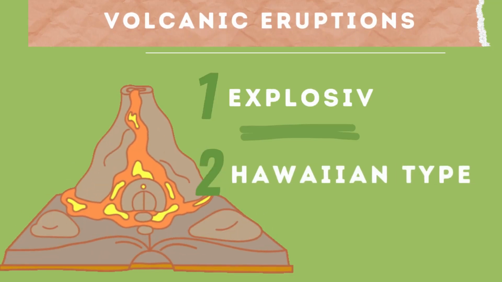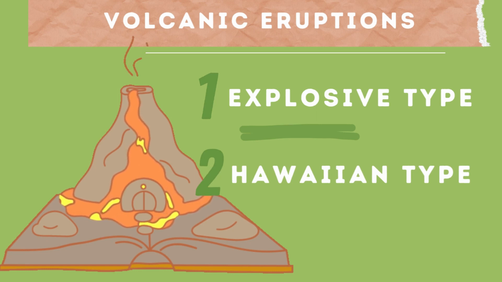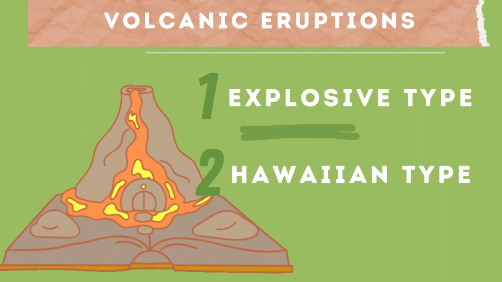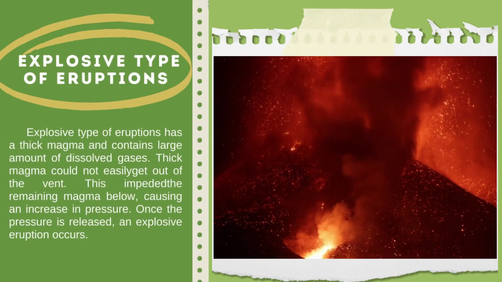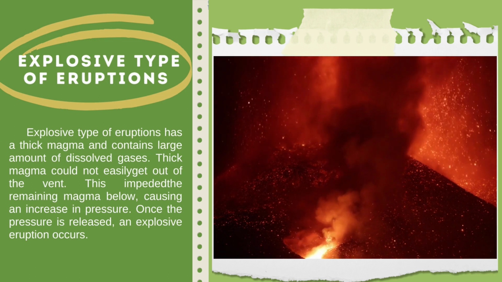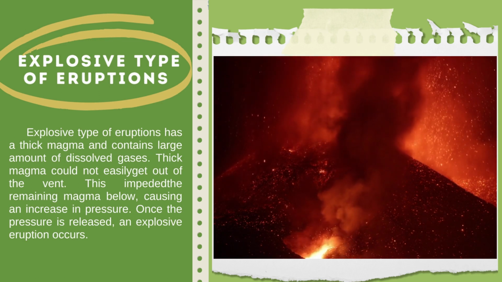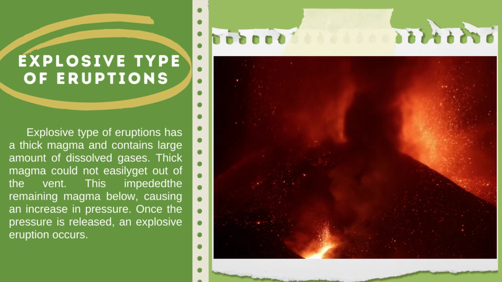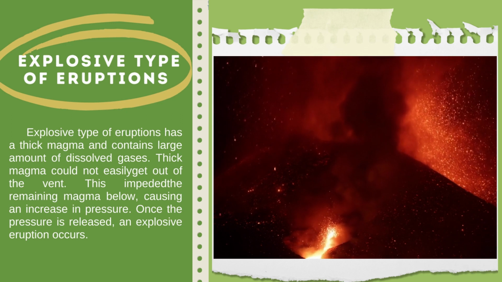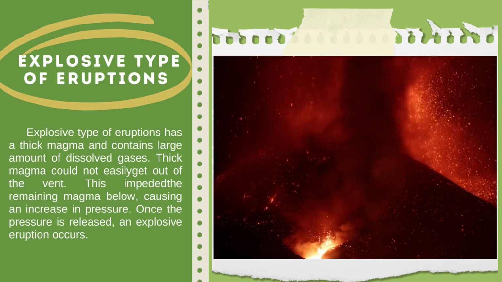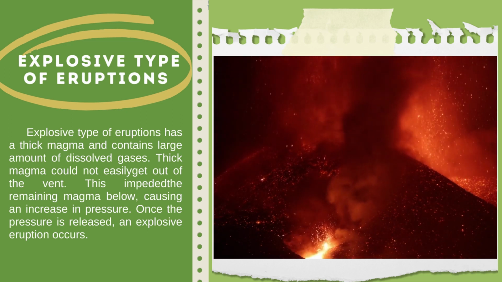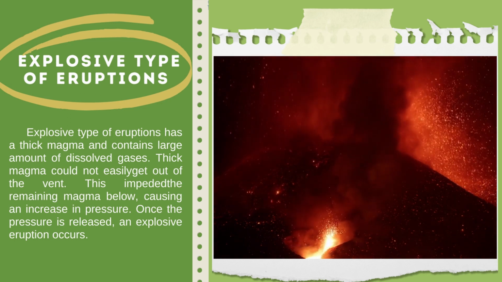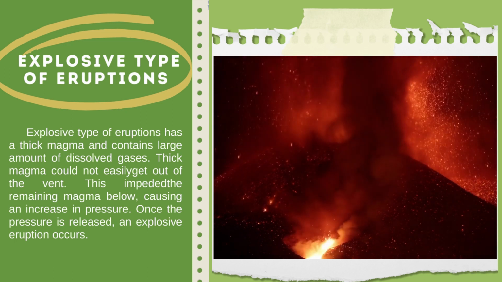We have two types of volcanic eruption. First, explosive, and second is the Hawaiian type. Explosive type of eruption has a thick magma and contains a large amount of dissolved gases. Thick magma could not easily get out of the vent. This impedes the remaining magma below. Because of an increase in pressure, once the pressure is released, an explosive eruption occurs.